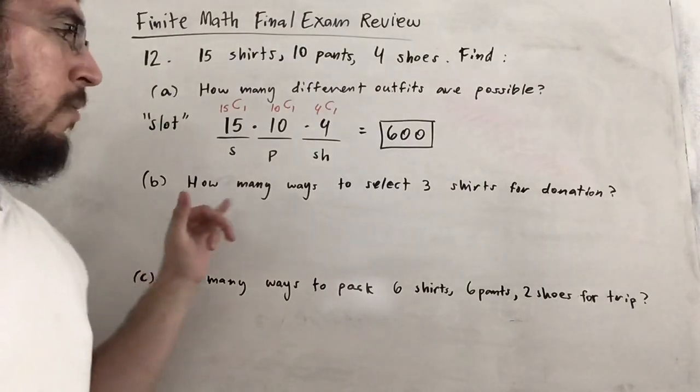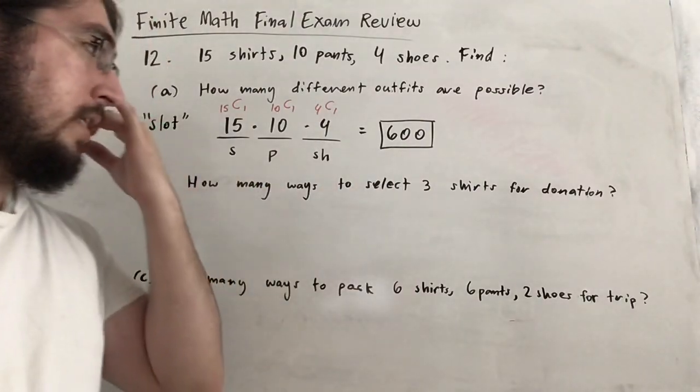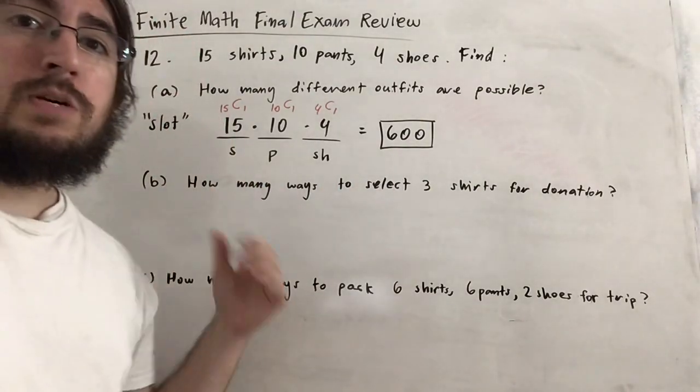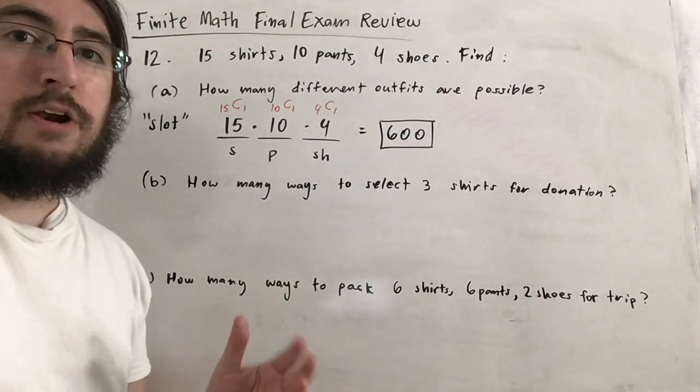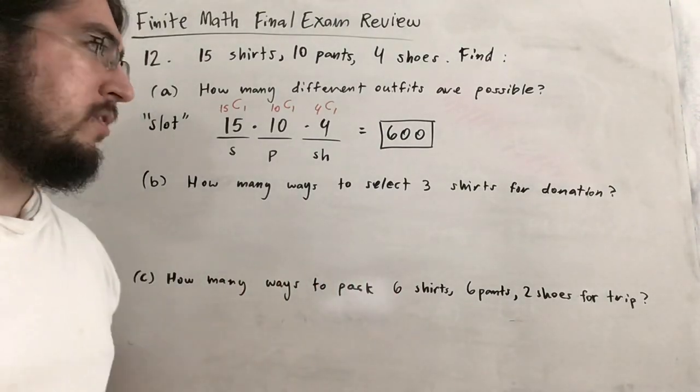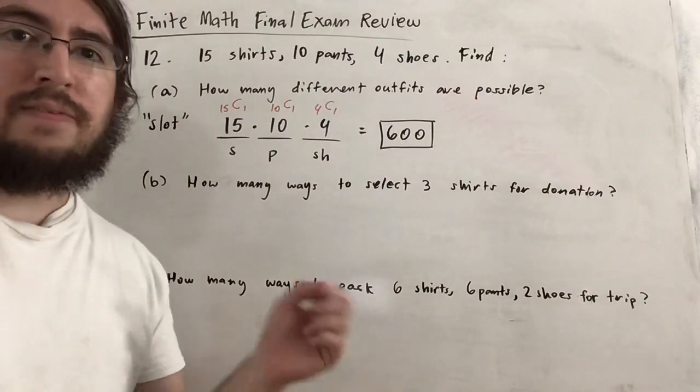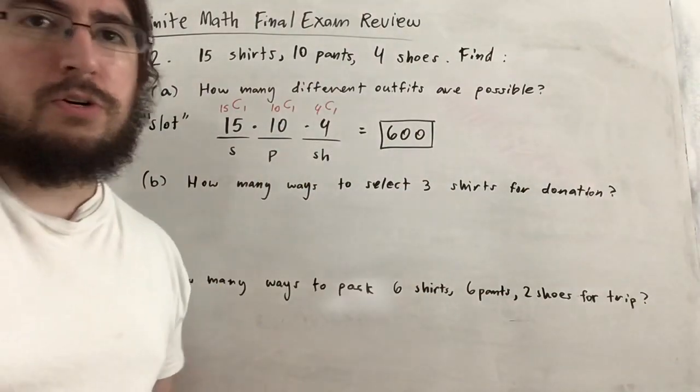So B says, how many ways to select 3 shirts for donation? So from our 15 shirts, we're choosing 3 of them. There's no category there because it's already itself in a category of shirts. So we're not saying you have to pick a red shirt and a collared shirt or something like that.